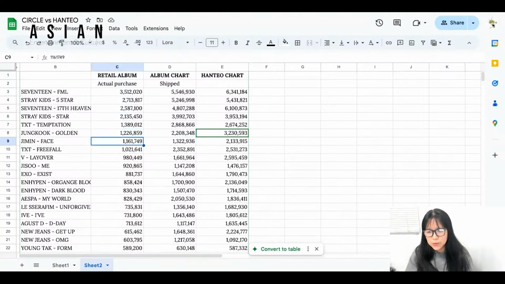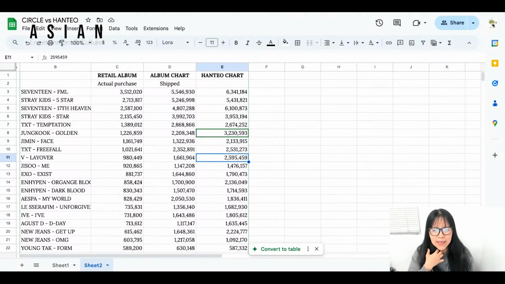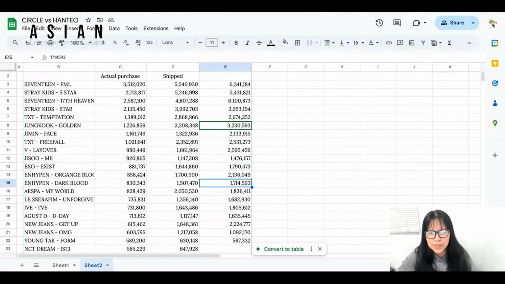1.3 million was shipped, but only 1.1 million was actually bought, almost 1.2. So he has the smallest difference between the two. This is TXT, 2.3 million, but only 1 million was bought. V, 1.6 million was shipped, but 980,000 was purchased. But according to Hanto, 2.6 million was purchased, almost 2.95. So it's almost 2.6. And then there's a big gap, especially when it comes to SM artists.